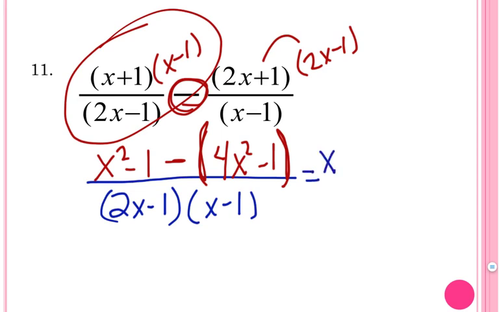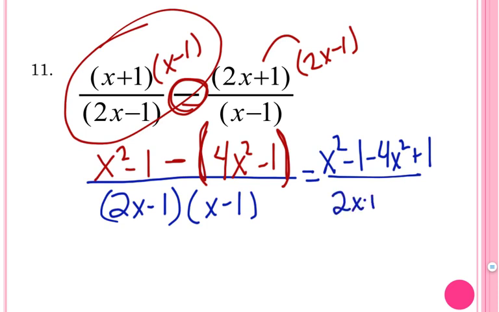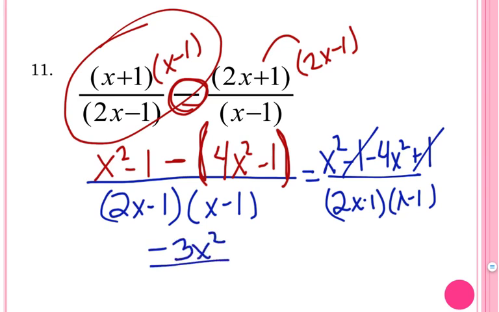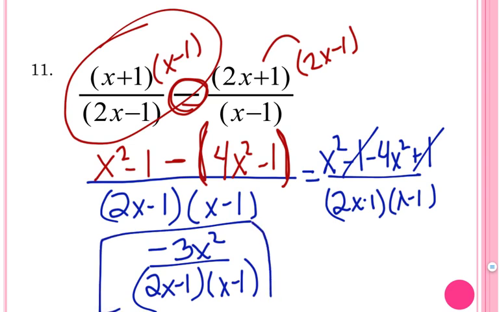So that's going to be x squared minus 1 minus 4x squared plus 1 over 2x minus 1 times x minus 1. So my 1's are going to cancel on the top. I'm going to have x squared minus 4x squared, so that'll be negative 3x squared over 2x minus 1 times x minus 1. And so that's my answer.